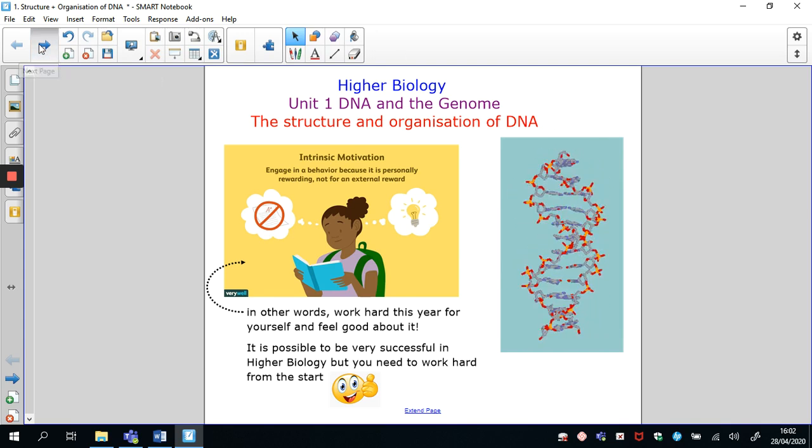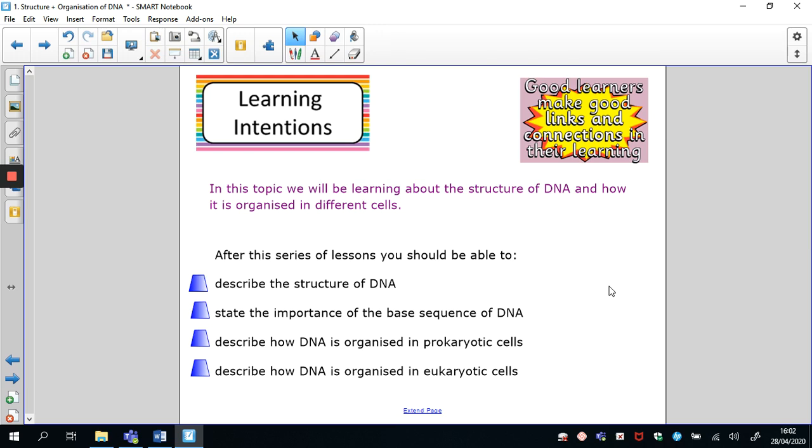Right, so this subtopic is all about the structure of DNA and how it's organised in different cells. You'll be able to describe the structure of DNA, state the importance of the base sequence of DNA, and then there are two new terms, prokaryotic and eukaryotic. So we're going to find out what those mean and what that has got to do with DNA.